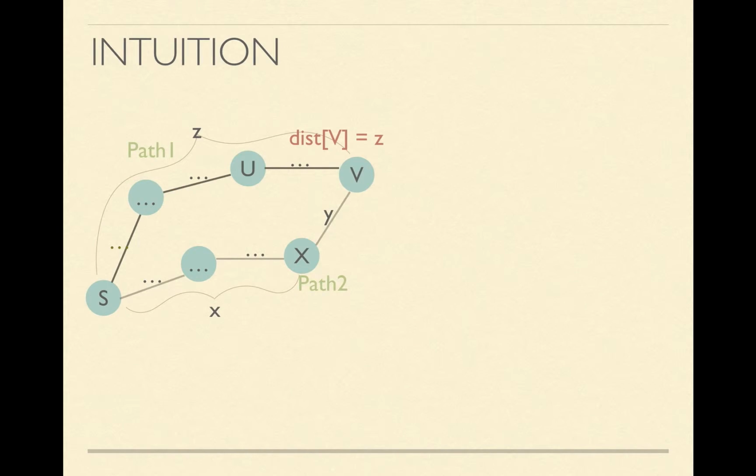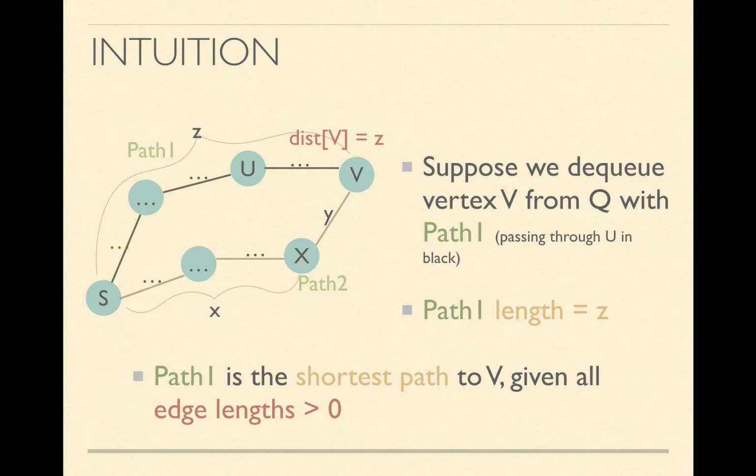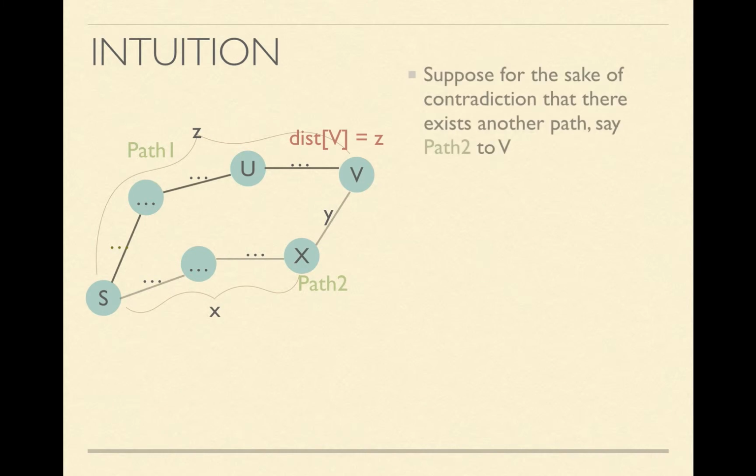To build up some intuition, let's picture the following scenario. Suppose we just dequeued a vertex v from the priority queue and got path 1. Path 1 has length equal to z, and we can claim that it is the shortest path starting from the source and ending at vertex v. How can we prove this?